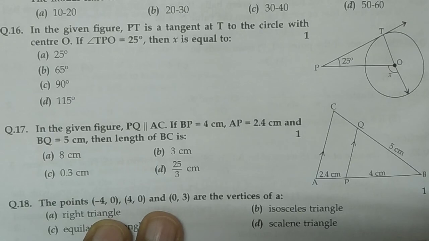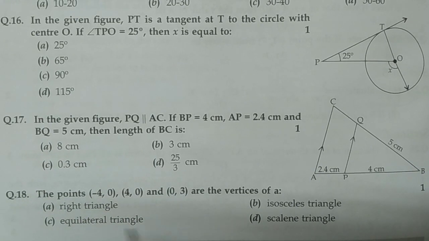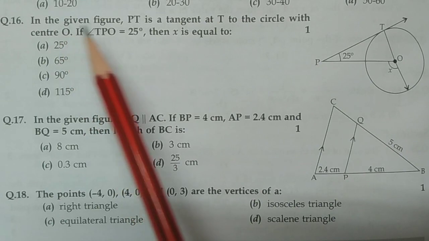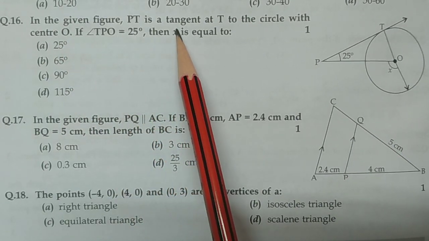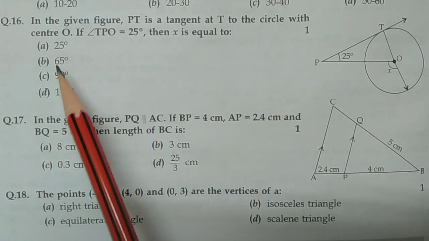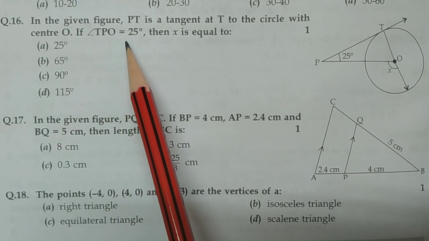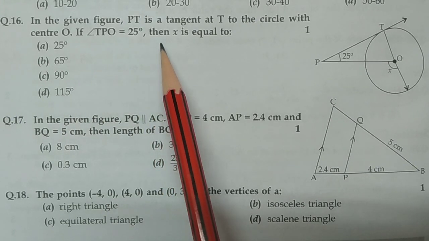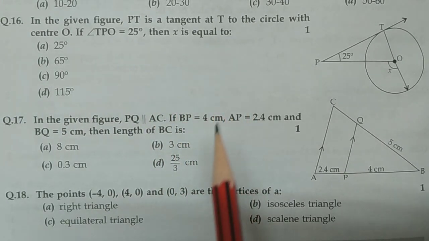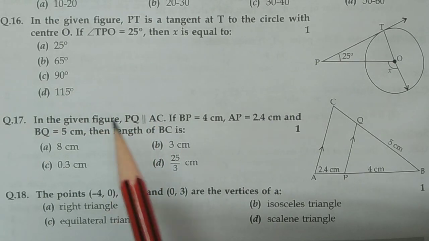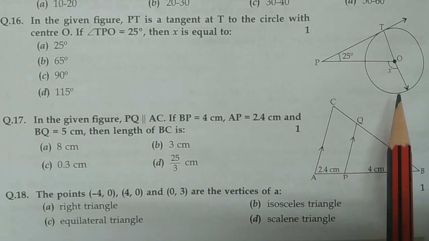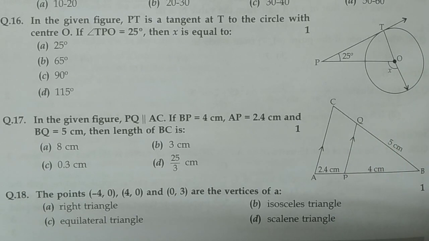Now come to question number 16. It's given that in the given figure, PT is a tangent at T to the circle with center O. If angle TPO equals 25 degree, then x is equal to what? So you have these four options and you can find the exact answer from here, and this is the picture which you can understand and answer the question from here. Now it's question number 17. In the given picture, PQ is parallel to AC.